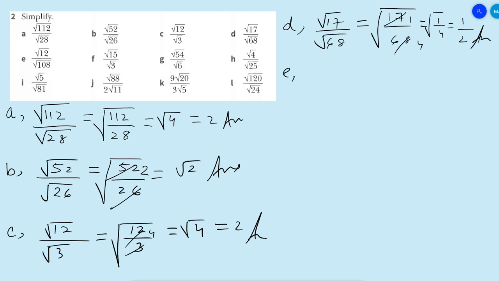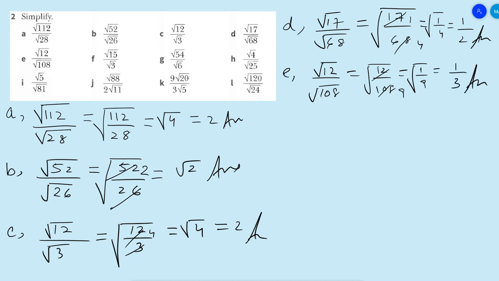These questions are very, very easy. Root 12 upon root 108. This can be written as 12 upon 108 whole root. 12 ones are 12, 12 nines are 108. You can check with the help of a calculator. The answer is root of 1 upon 9. The root of 1 is 1 and the root of 9 is 3. This is the final answer. 1 upon 3 is the answer of part E.